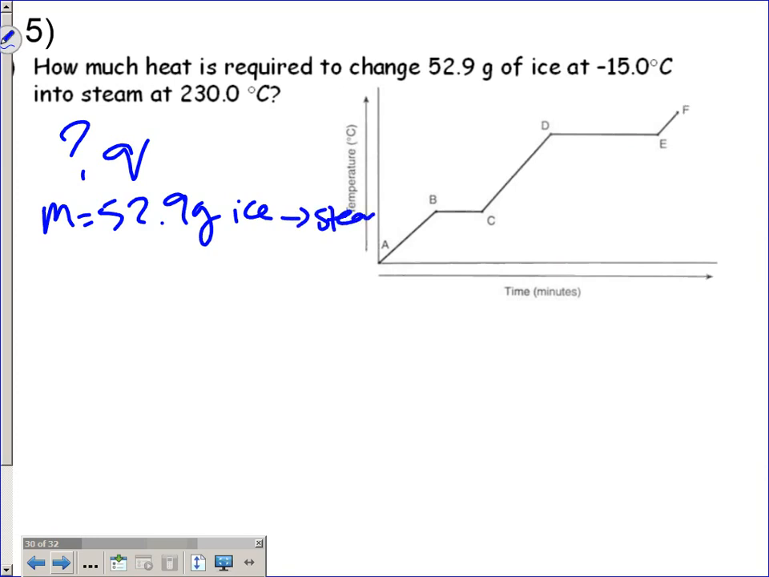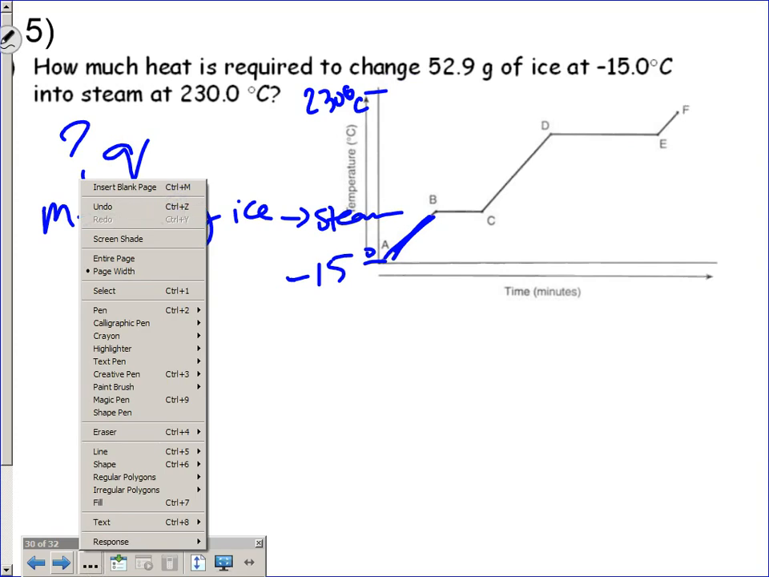Uh-oh, you have to go through the whole shebang, right? Q1, 2, 3, 4, and 5. Five Qs here. Every step has its own Q. And ice from negative 15 degrees Celsius to steam at 230 degrees Celsius. Okay, so our first Q is this right here. Is that a phase change, yeah or nay? No, so that's not a phase change, that's just ice heating up.